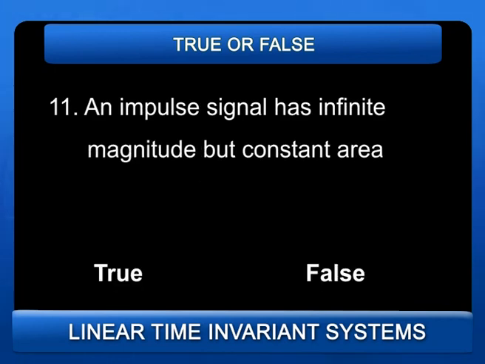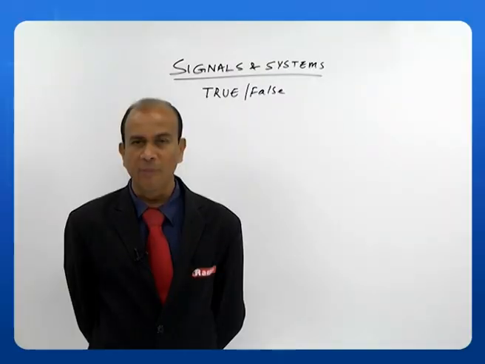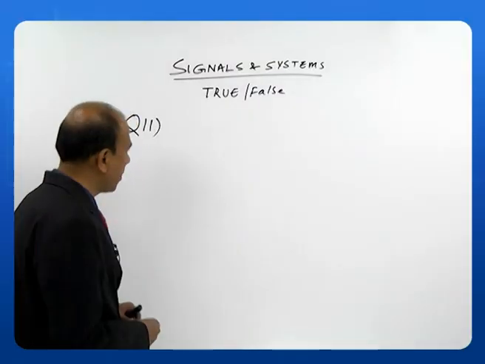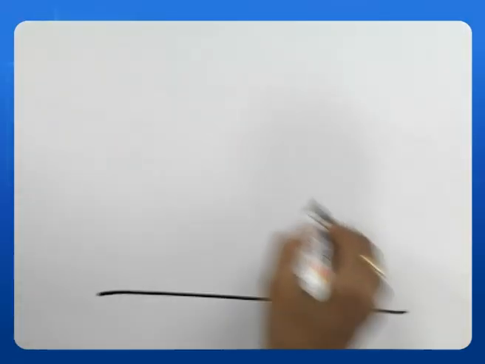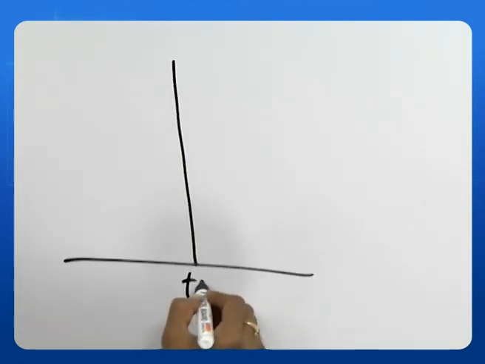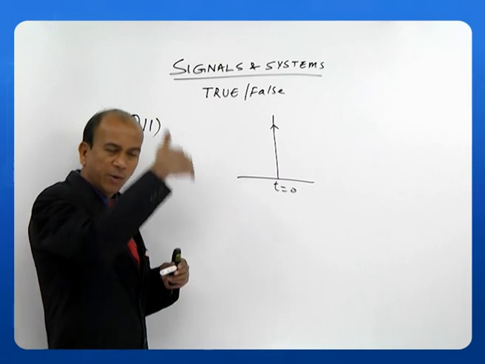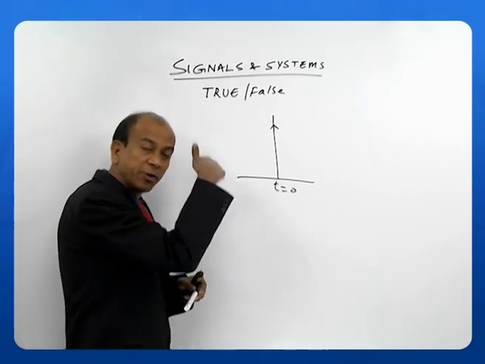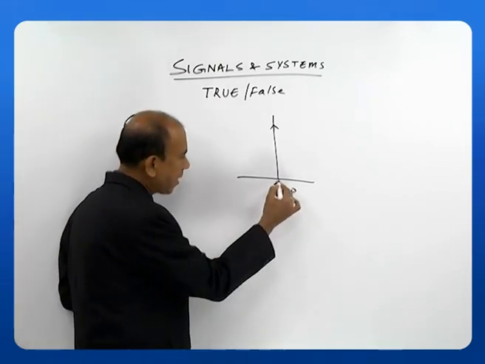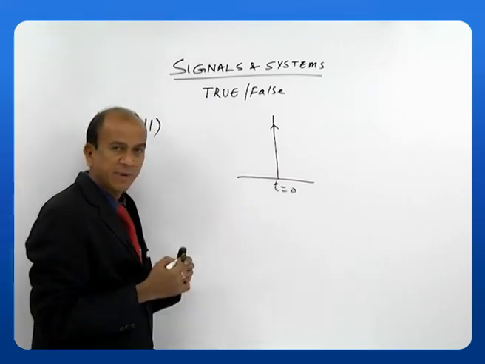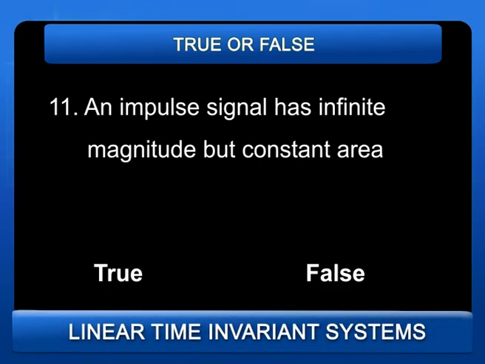Question number 11. An impulse signal is of infinite magnitude but constant area. The answer is true. Whenever you draw an impulse signal, we always indicate, let us say, that the signal exists at t is equal to 0. So you always indicate it by an arrow. The arrow towards the top indicates that its magnitude is infinite, whereas the area of this signal always remains constant. So the answer is true.